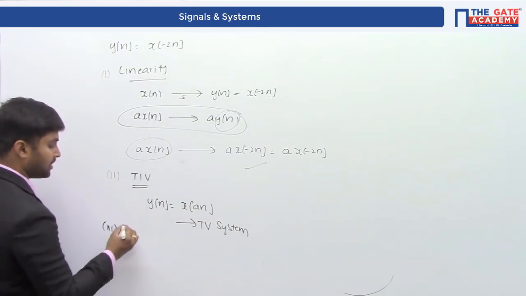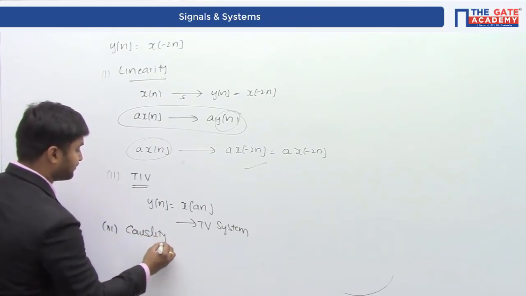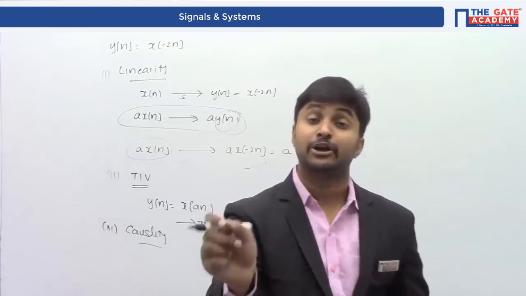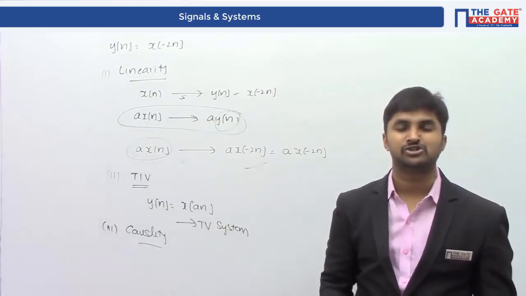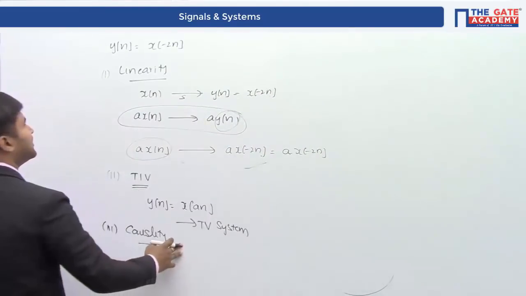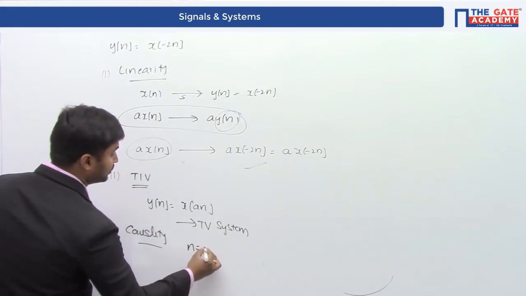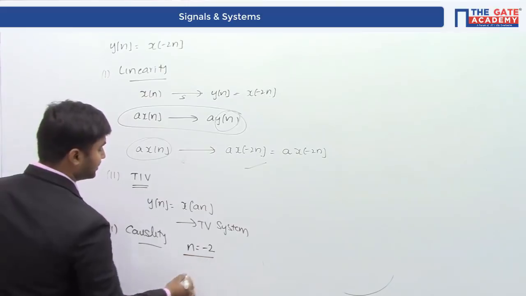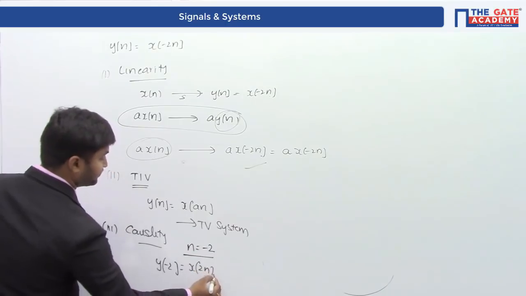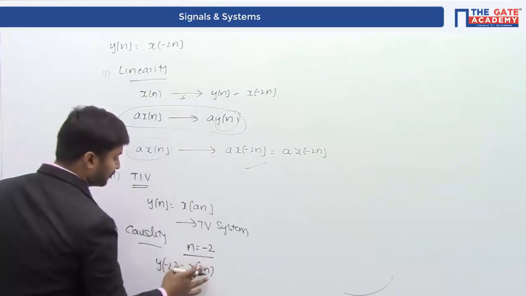Third one is about the causality of the system. How can we say a system is causal? It can depend upon present and past, but it should not depend upon the future value of the input. So let us see whether it depends on the future value or not. If I take the instant n equal to minus 2, then the output at n equal to minus 2 is going to be x of 4.